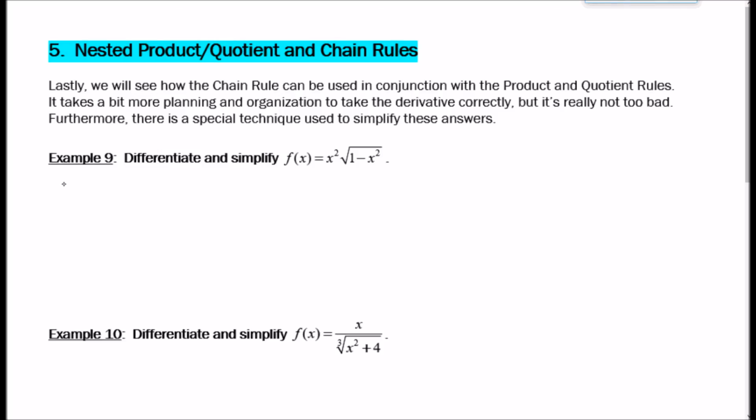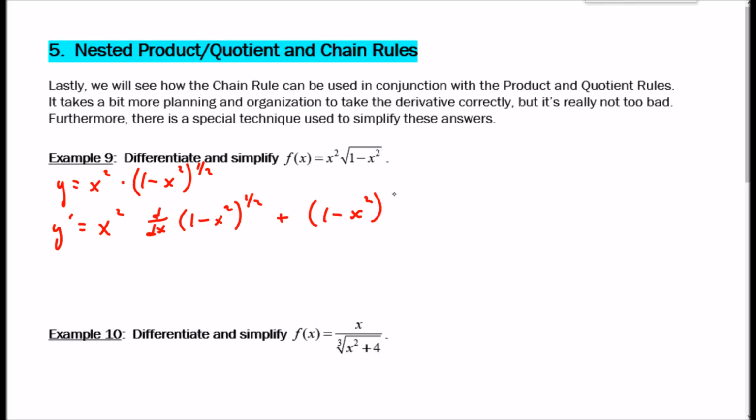So what I want to do first is rewrite this example 9 as x squared times (1 minus x squared) to the 1/2 power. Alright, so the first rule I see is a product rule for the derivative. So I start my derivative by doing first times the derivative of the second, plus the second times the derivative of the first.